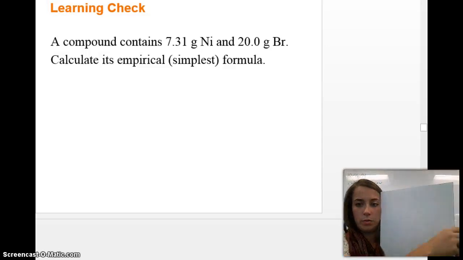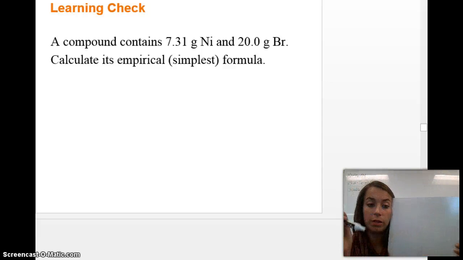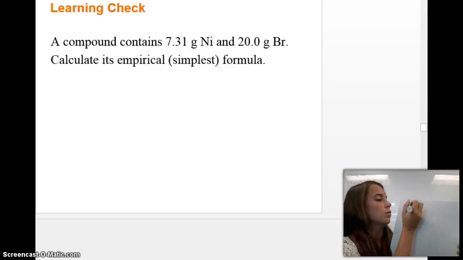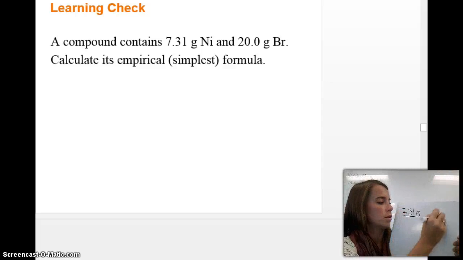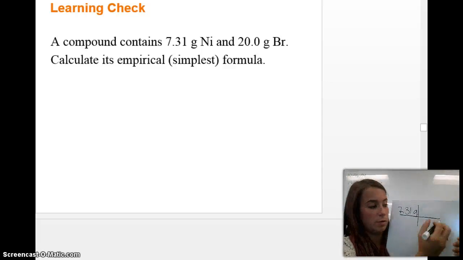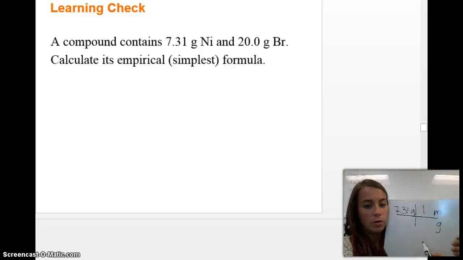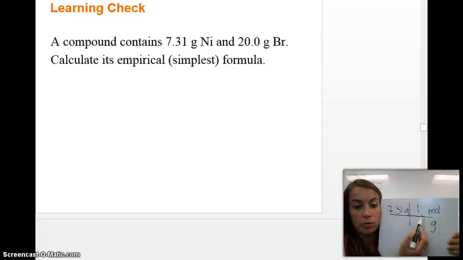Okay, so we have the grams. If we're going to try and figure out the ratios, we need to go back to moles. Because remember, in the last problem, we had the ratio. We could use moles to get to grams. Now we have the grams. Let's go to moles. So we have 7.31 grams of nickel. Now we need to convert that to moles. So I'm going to put grams here, moles up here. We know 1 mole. If I'm going from gram island to mole island, I need to ride the molar mass boat.